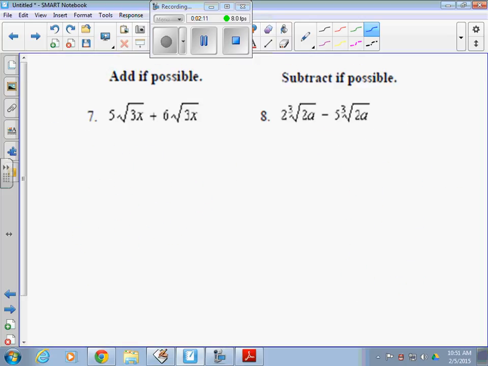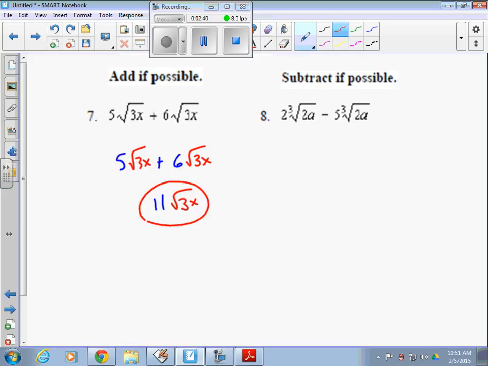Okay, add these if possible. If all this one right here said was 5x plus 6x, everybody would be fine just saying that that was 11x. We're going to treat it the exact same way. We're going to treat that radical as if it were just a variable. But instead of being 5x plus 6x, now it's 5 times the square root of 3x plus 6 times the square root of 3x. So we're going to leave it as 11 times the square root of 3x. That's all we can do with that.